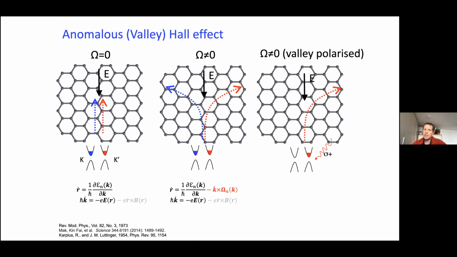So how do we actually measure this Hall effect? And there light comes in. We basically valley polarize the system with circularly polarized light. We pump electrons into one of the two valleys, shown here in red. And then only electrons that bend in one direction are present in the system. Right, so we need to really do two things. We need to break inversion symmetry, which is to apply an out-of-plane field, and we need to shine circularly polarized light.